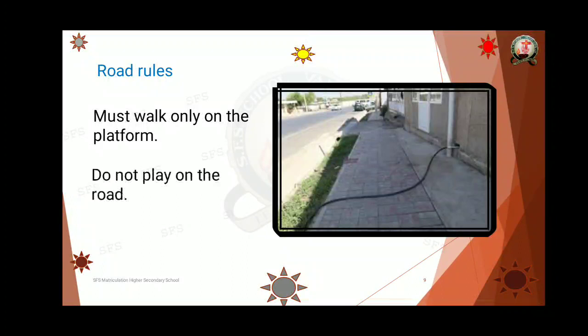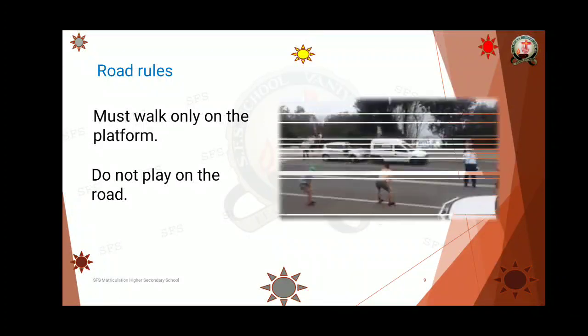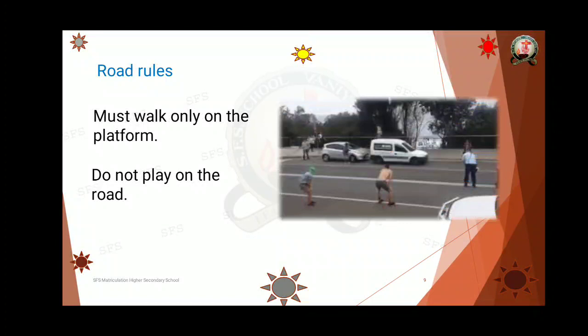Do not play on the road. We used to do that, right? We used to play cricket on the road. In our street also we used to play during the rainy seasons, or during evenings we used to play on the road. Am I right?